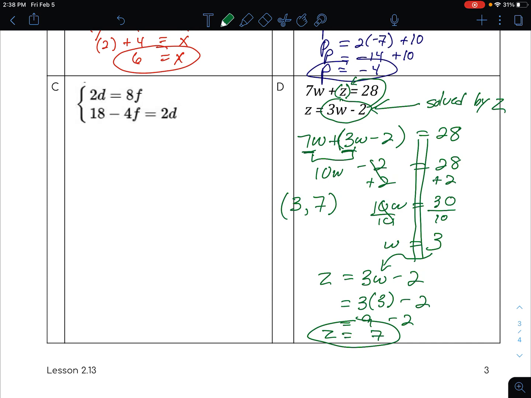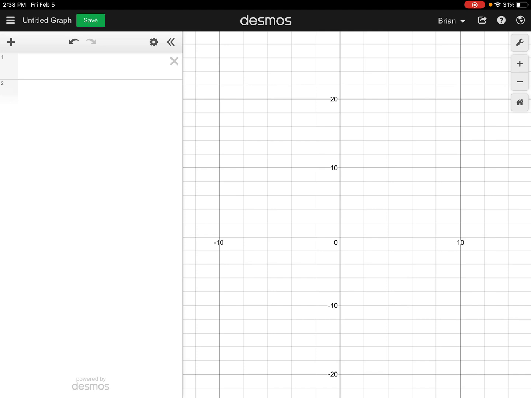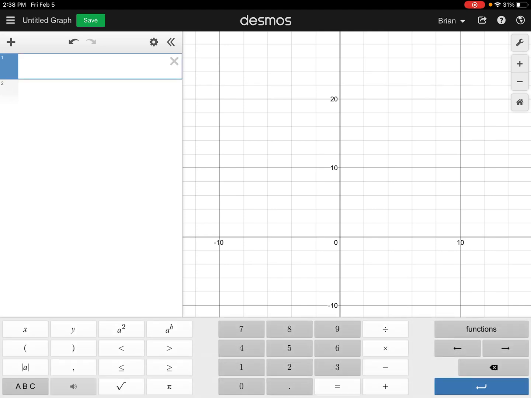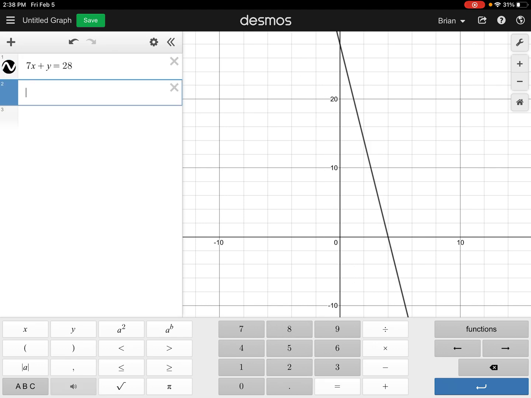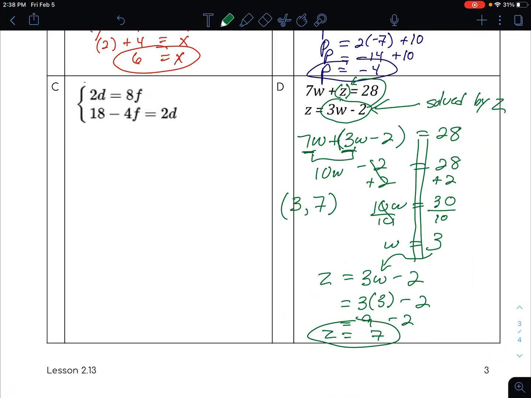So we're going to use x and y instead of w and z. So let's do 7x plus y equals 28. And then the second equation was z equals, which is my y, so y equals 3x minus 2. And look at that. They cross at 3, 7, which is what my answer was. So good.